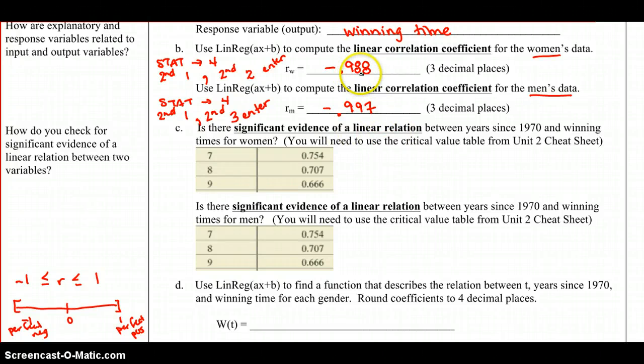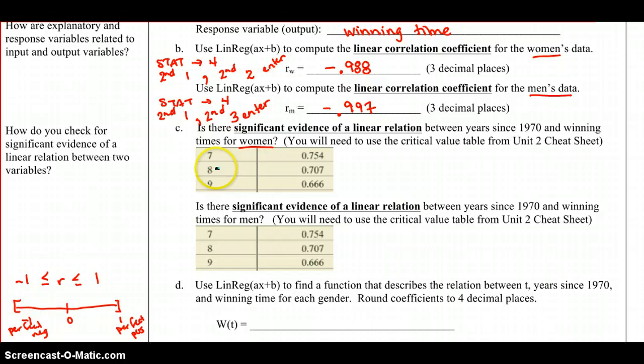I mean, it looks close enough to -1, but is it really? Okay, so is there significant evidence of a linear relation between years since 1970 and winning times for women? So in the last unit, part of the cheat sheet for the exam included the critical value table.